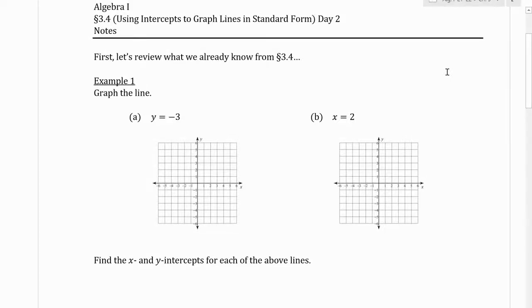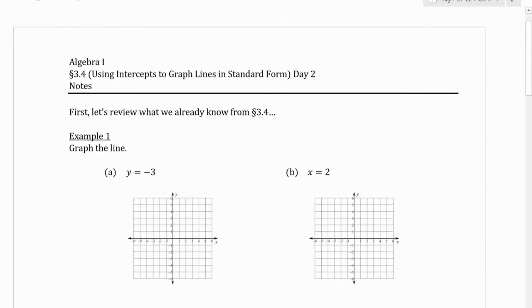Hopefully today's lesson will be pretty easy. We've already talked about slope-intercept form, the intercept form of a line, y equals mx plus b. Probably the most common way of graphing lines, where m is the slope and b is the y-intercept.